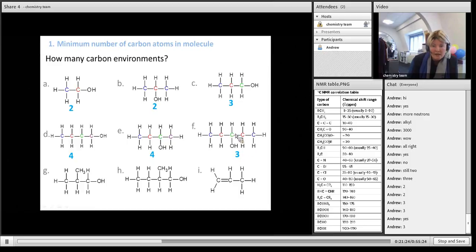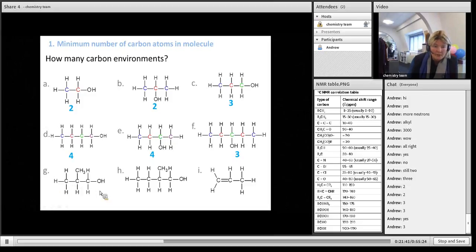And number F, I hope you can see, is totally symmetrical, so it'll be 3 peaks. Okay, the green one, but these red ones have got exactly the same groups on it, and the blue has got exactly the same groups on it.